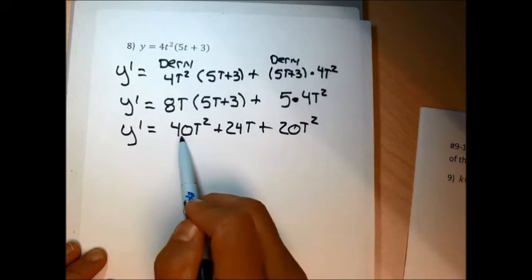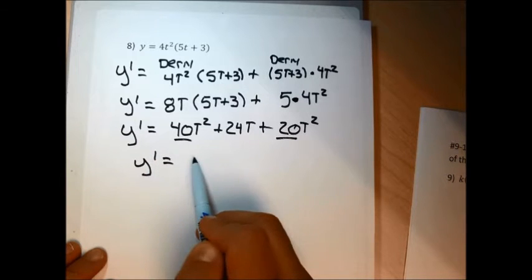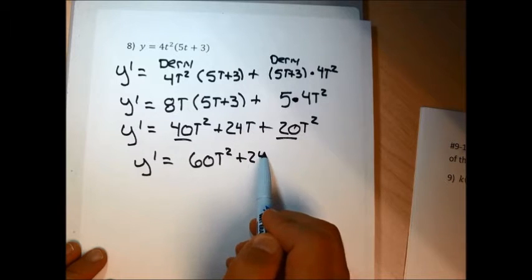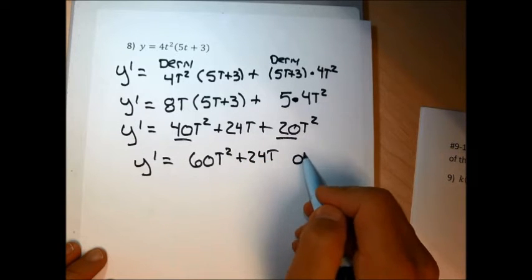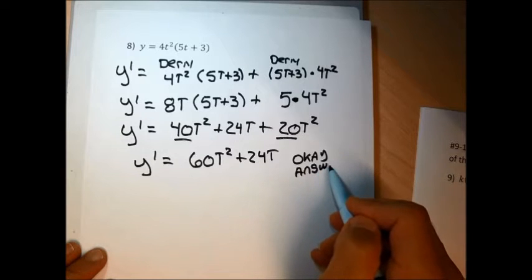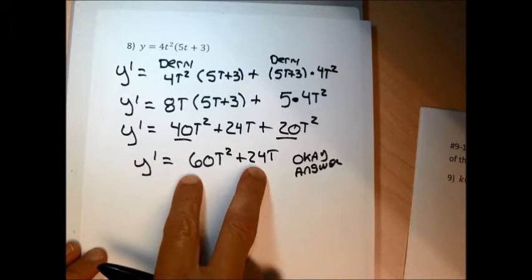I'm going to combine the like terms, the 40 and the 20t squared, and get y prime equals 60t squared plus 24t. This is perfectly okay for an answer. You get full credit if you stop there on a test. There's an obvious common factor. They both have a t. Both numbers are divisible by at least 6.